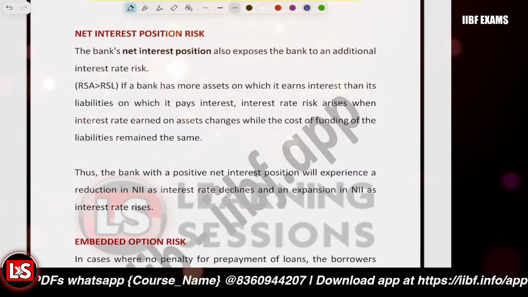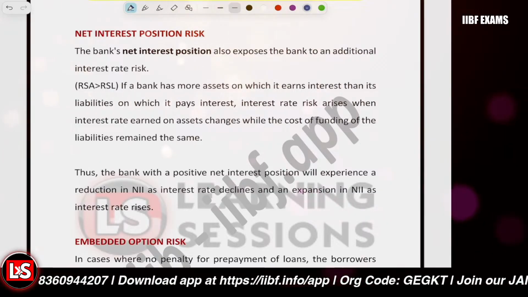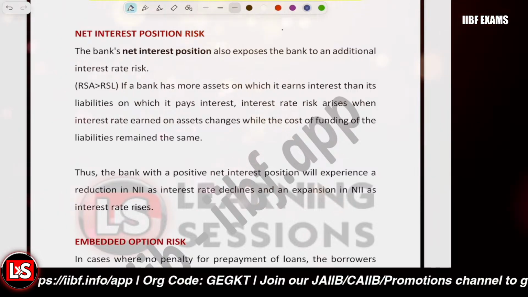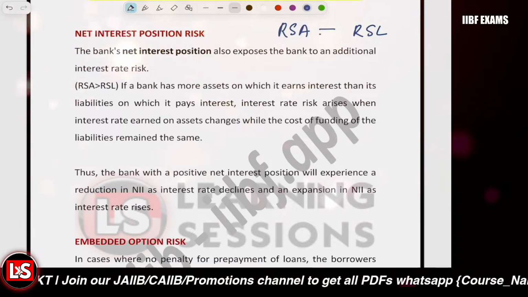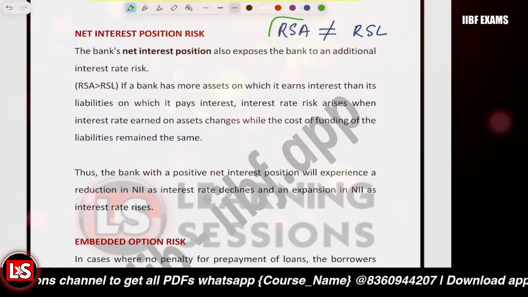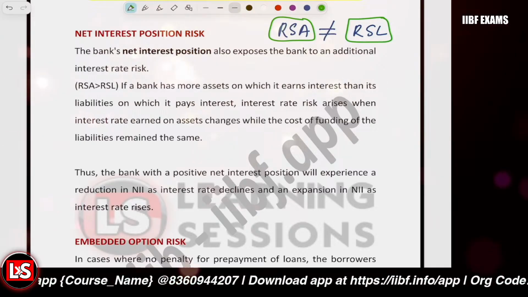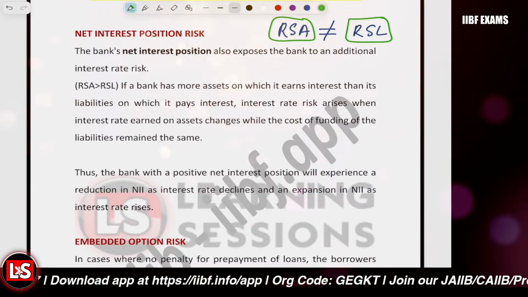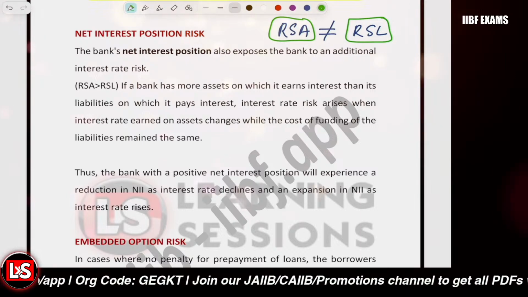Further, it's related to the net interest position risk. Now, net interest position risk means what? Like I already told you, we are having the risk sensitive assets in the portfolio, we are having the risk sensitive liabilities in the portfolio. Now, if they are not matching, and definitely that is not true, it's not always true that we can match the risk sensitive assets composition with the risk sensitive liabilities. Ideally, we want to do that, but it is not possible and practical, right? So, net interest position would be related to what? That your net position will be exposing you to the additional interest rate risk.